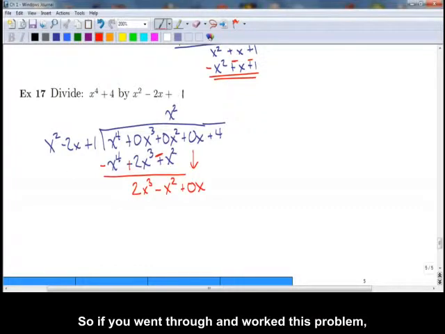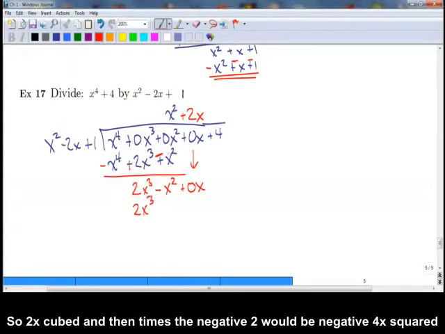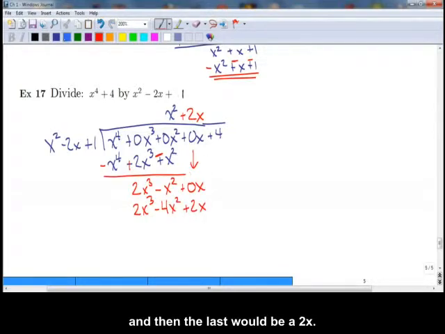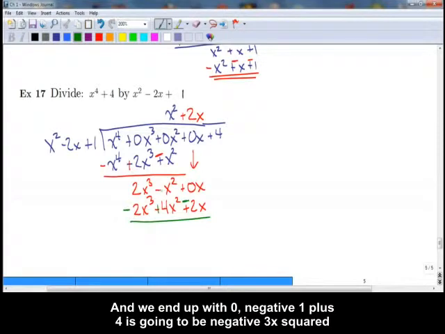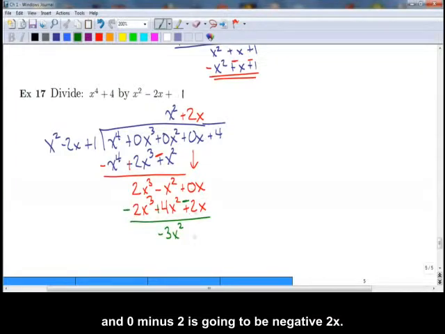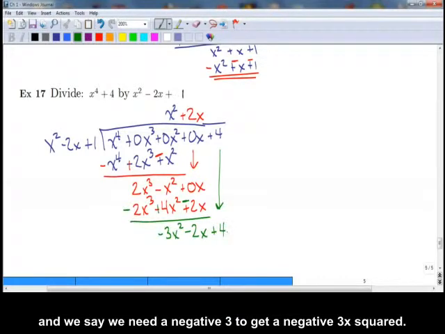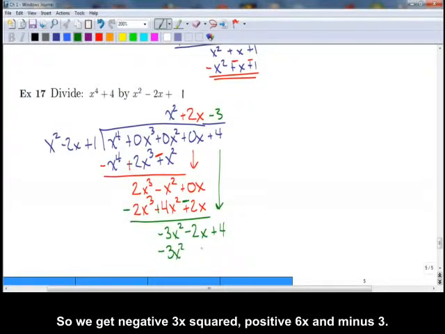So if you went through and worked this problem, the next term you would need would be a 2x. So 2x cubed, and then times the negative 2 would be negative 4x squared, and then the last would be a 2x. Again, we're going to change all of our signs, and we end up with 0. Negative 1 plus 4 is going to be negative 3x squared, and 0 minus 2 is going to be negative 2x. Last thing we do is bring down the plus 4, and we say we need a negative 3 to get a negative 3x squared, so we get negative 3x squared, positive 6x, and minus 3.